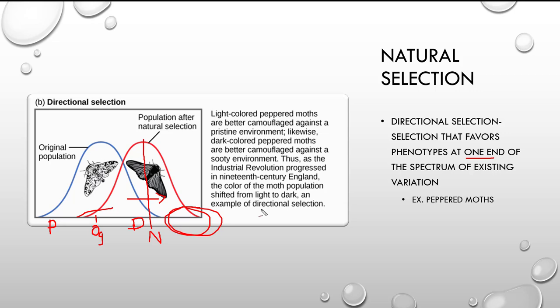So that's an example of directional selection. It favored the dark color over the light. So it shifted the population in one direction. We see fewer light colors, we see more dark colors. So that's an example of directional selection.